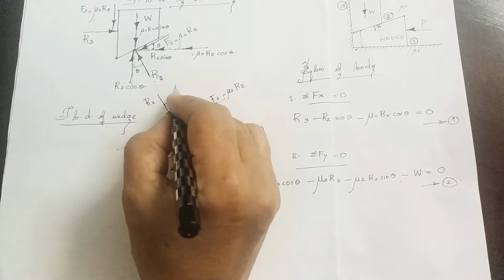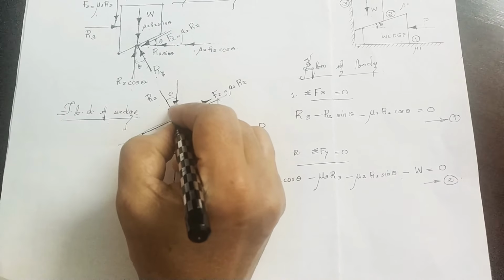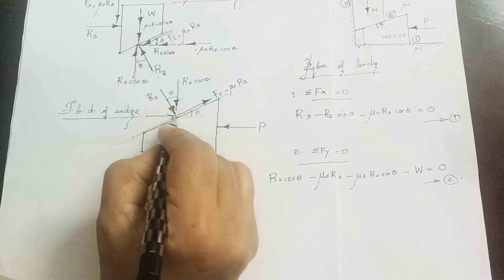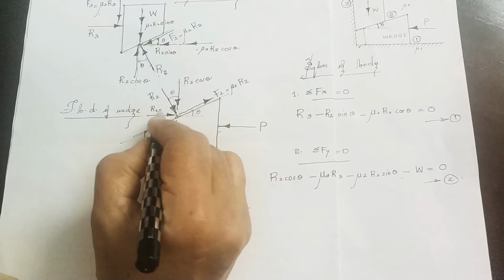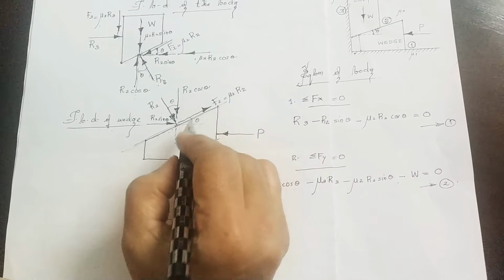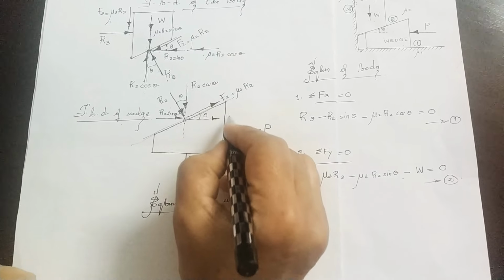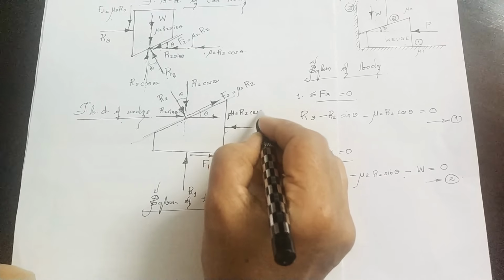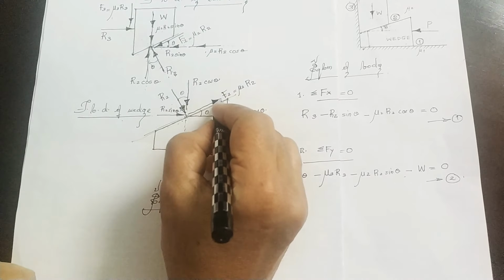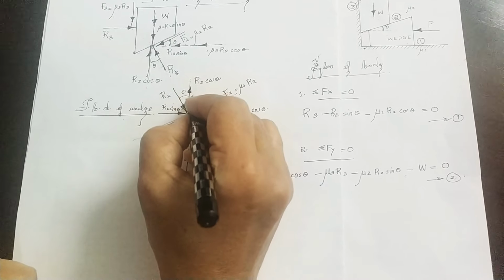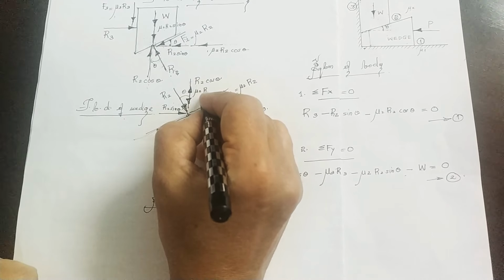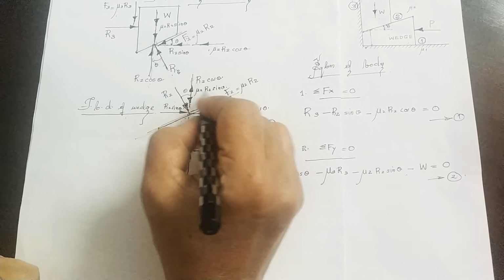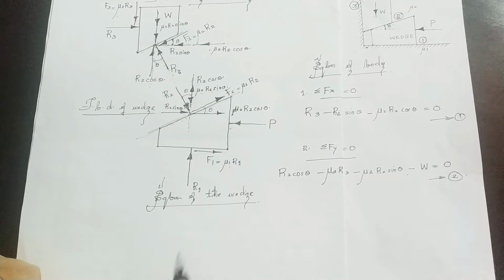The resolved component of R2 in the vertical direction, this would be R2 cos theta, and this component would be R2 sin theta. And for F2, I'll write it as mu2 R2 cos theta, and since it's directed like this, the component would be mu2 R2 sin theta. R2 cos theta is acting downwards, okay? Mu2 R2 sin theta is acting upwards.